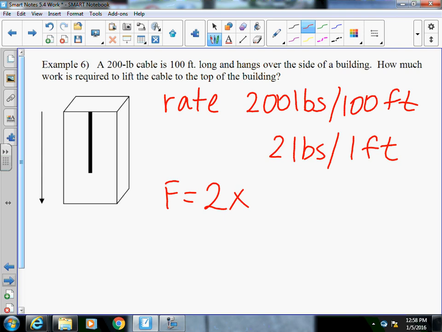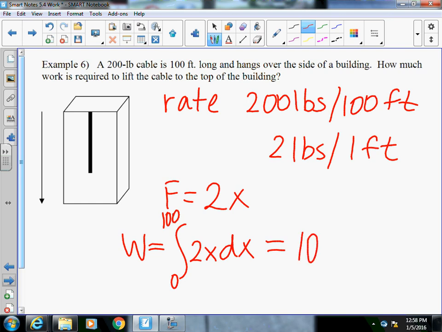Now, we're lifting it, and that work is accumulating, and we're lifting from the whole row. So from lifting 0 to lifting 100 is the integral of our force. So, solve that in your calculator, we end up with 10,000 foot-pounds. And it's foot-pounds because we are in the English system.